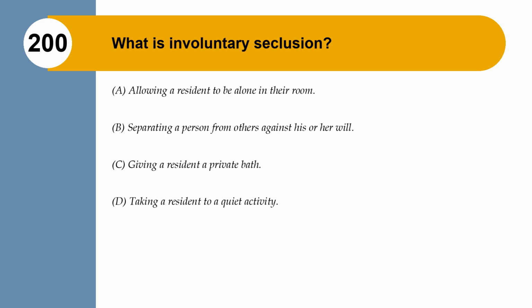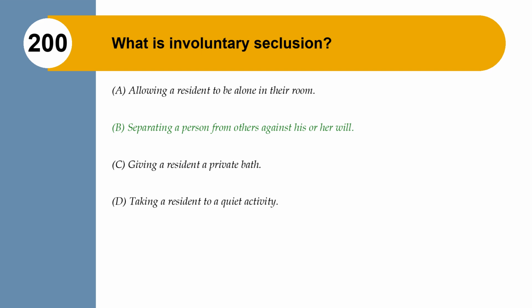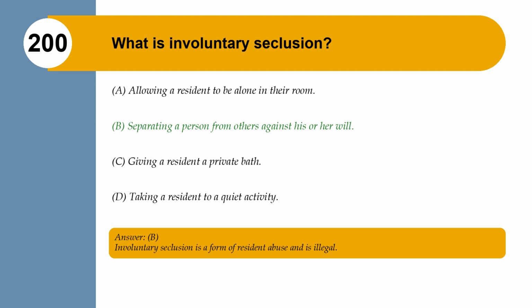Question 200. What is involuntary seclusion? Option A, allowing a resident to be alone in their room. Option B, separating a person from others against his or her will. Option C, giving a resident a private bath. Option D, taking a resident to a quiet activity. The correct answer is option B, separating a person from others against his or her will. Explanation: involuntary seclusion is a form of resident abuse and is illegal.